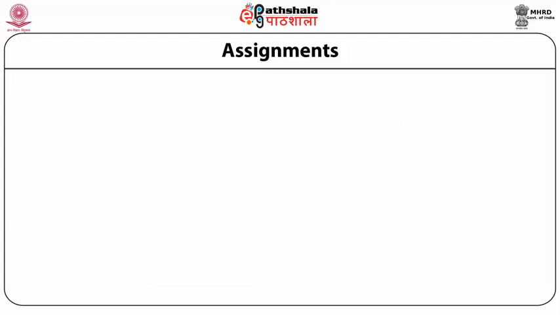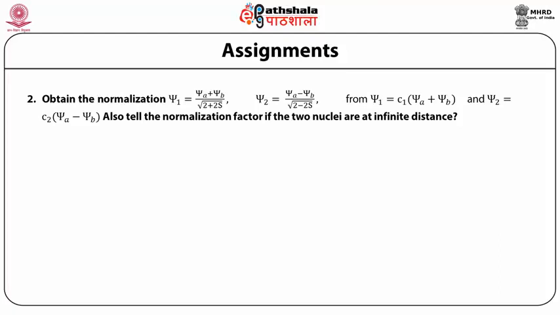Now, in the next assignment, obtain the normalization constants for psi 1 equal to psi a plus psi b upon root of 2 plus 2s, and psi 2 equal to psi a minus psi b upon root of 2 minus 2s, from psi 1 equal to C1 (psi a plus psi b) and psi 2 equal to C2 (psi a minus psi b), and also tell the normalization factor if the two nuclei are at infinite distance.